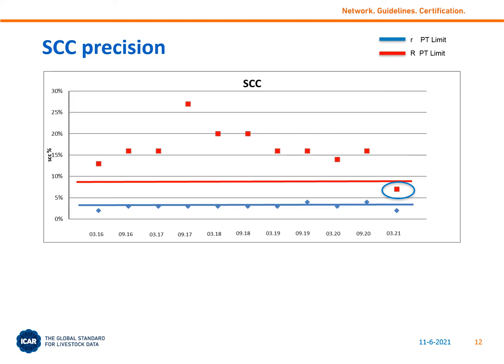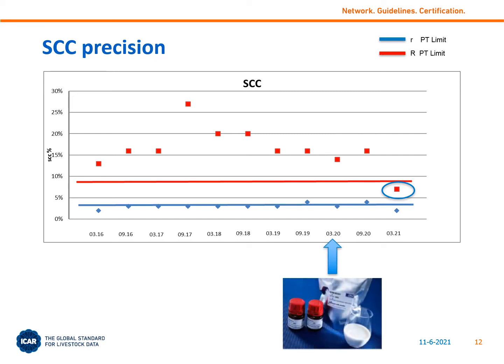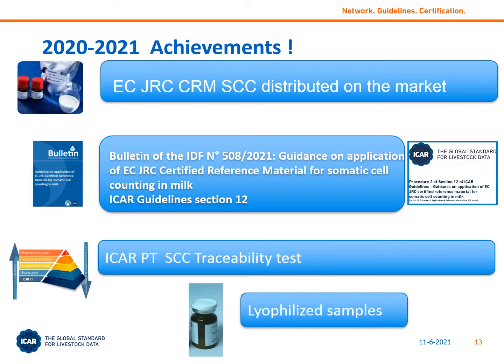So the introduction on the market of the certified reference material in March 2020 could be one of the motivations for the laboratories to start to build up a metrological traceability. In the last years, the European Community, ICAR and the International Dairy Federation, in the frame of the project Reference System for Somatic Cell Counting, offered several tools to safeguard somatic cell counting measurement towards a better analytical equivalence. Here are listed only the last achievements of 2020-21.